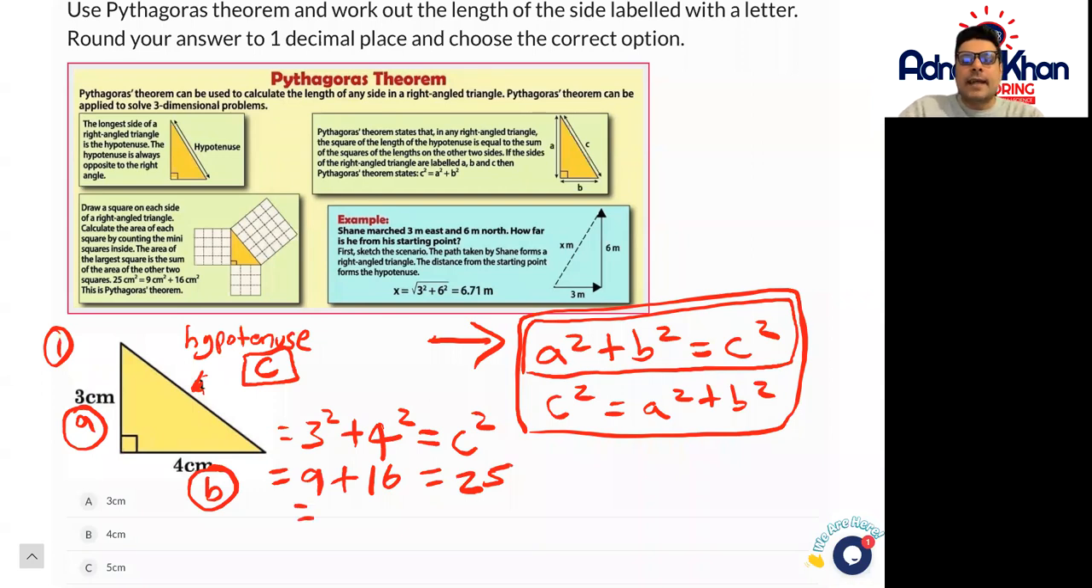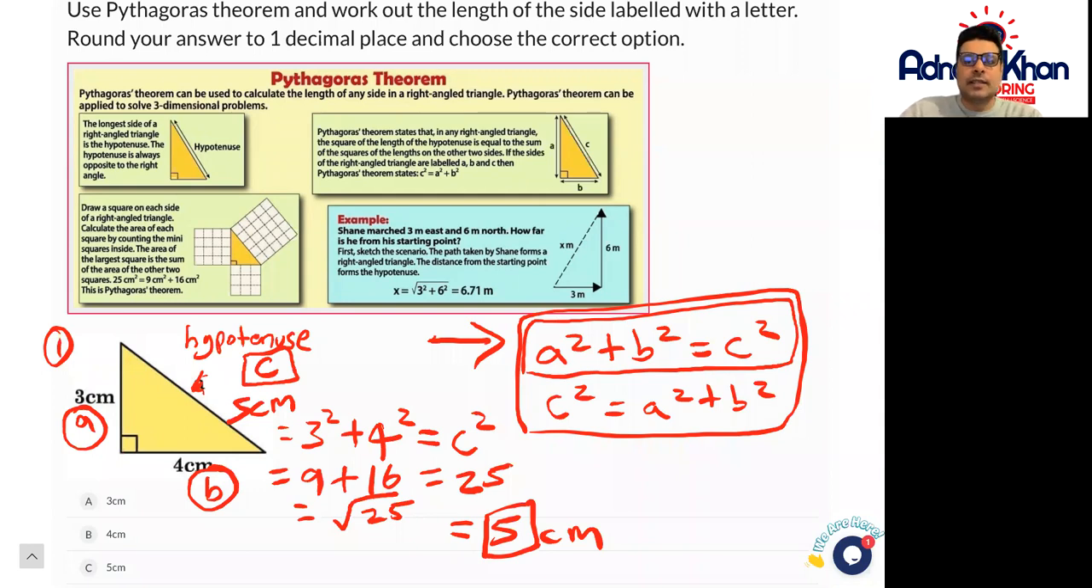So whenever you work out the squares and you add them up, the last thing that we need to do is square root this number. And by all means, feel free to use your scientific calculators to work out these questions. So if we square root this 25, the answer of the square root is going to be 5. So c, or the hypotenuse, is 5 centimeters in length. And 5 centimeters is going to be our answer for this question.